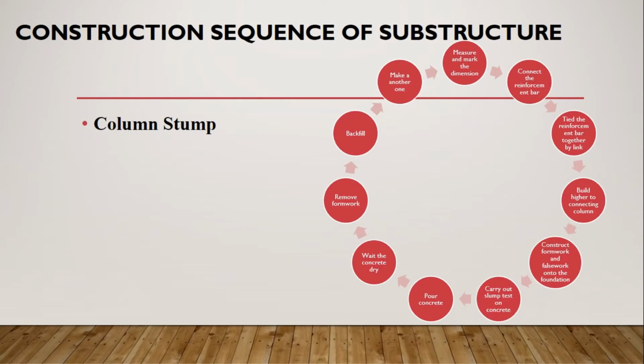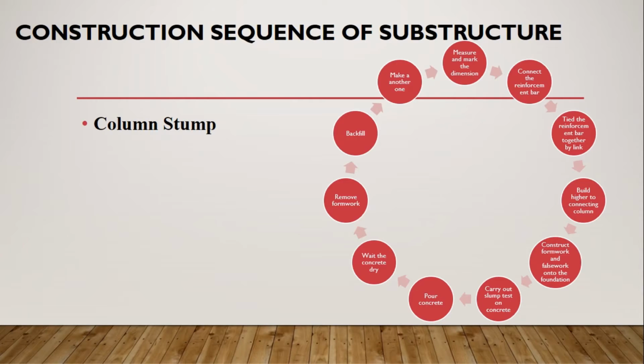First, we need to measure and mark the dimensions of the column stump that needs to be built on the foundation. Then we connect the reinforcement bars from the starter bars up to the ground level. We need to build the reinforcement bars higher than the ground level for further connection to the column. Furthermore, we construct the formwork around the starter bars onto the foundation.